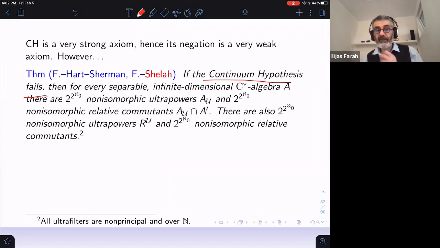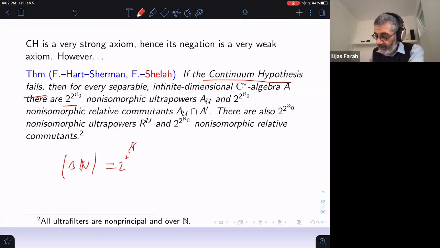So if CH fails, then every separable infinite dimensional C*-algebra has two to the continuum many nonisomorphic ultrapowers. And this is the cardinality of beta N. So basically there are as many nonisomorphic ultrapowers as there are ultrafilters on the natural numbers. Just if CH fails. And note, even if CH holds, this space has cardinality 2 to aleph 1, and yet there is only one ultrapower up to isomorphism. So something curious is happening.